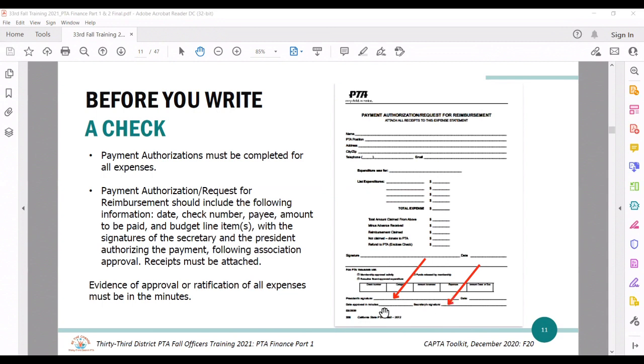Because the secretary is signing in part so that it is acknowledged that it has been approved and in the minutes. And the president, of course, needs to know what's going on in the organization, so they should always sign. And everybody on the board is taking responsibility for the payment, not just these individuals, but by signing, they're signing for the responsibility. So everything is very important to have complete signatures.